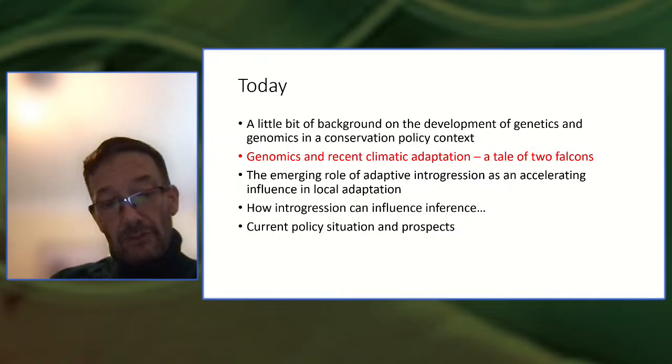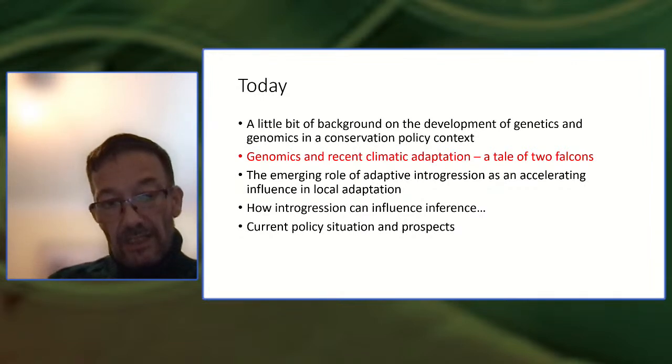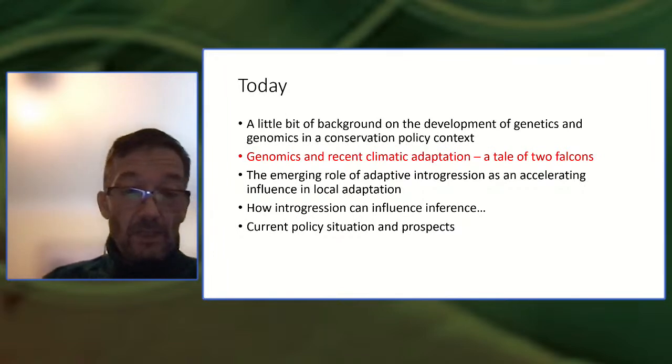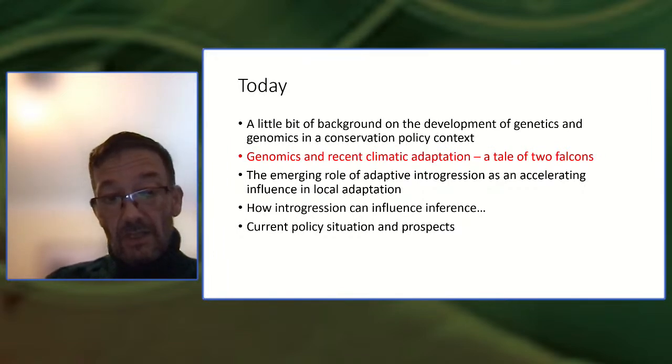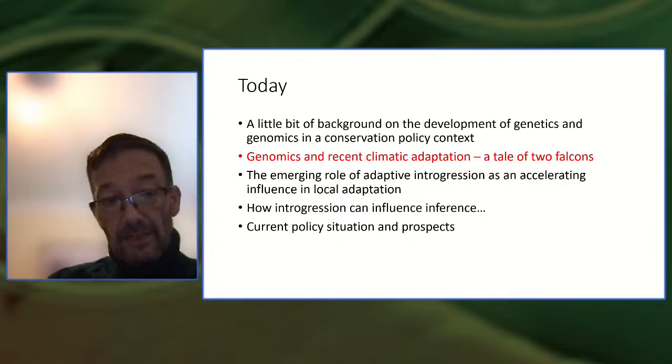But what I'm going to do now is talk about the rate at which genomic diversity can change and how we can measure that change, using an example from two different falcon species that I've been working on with colleagues at the Chinese Academy of Sciences and elsewhere to understand changes in genetic diversity as a result of anthropogenic and climate change, land use and climate change in these species.